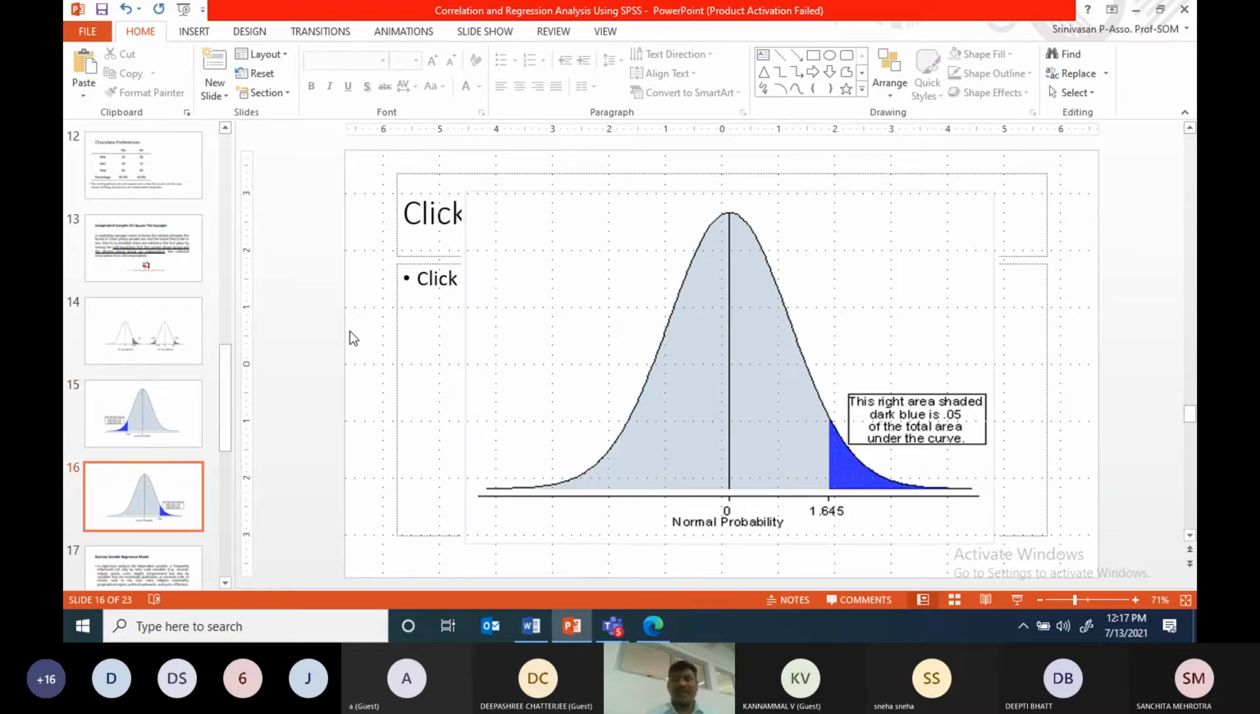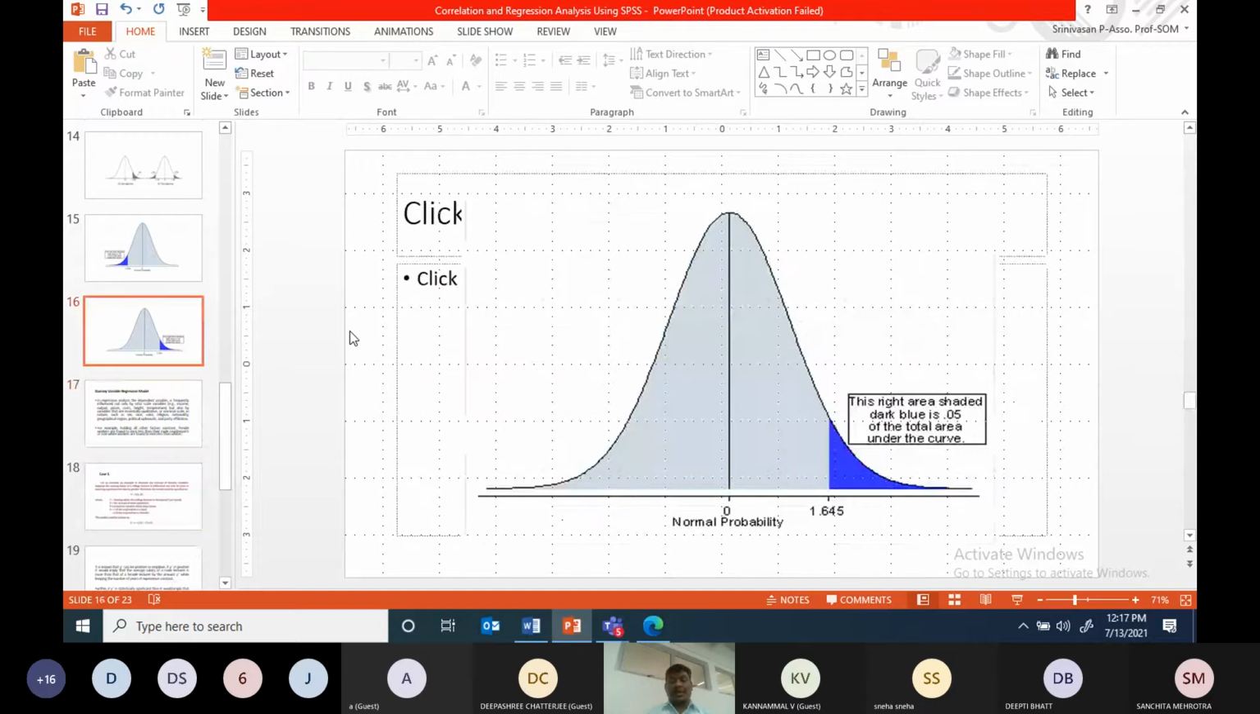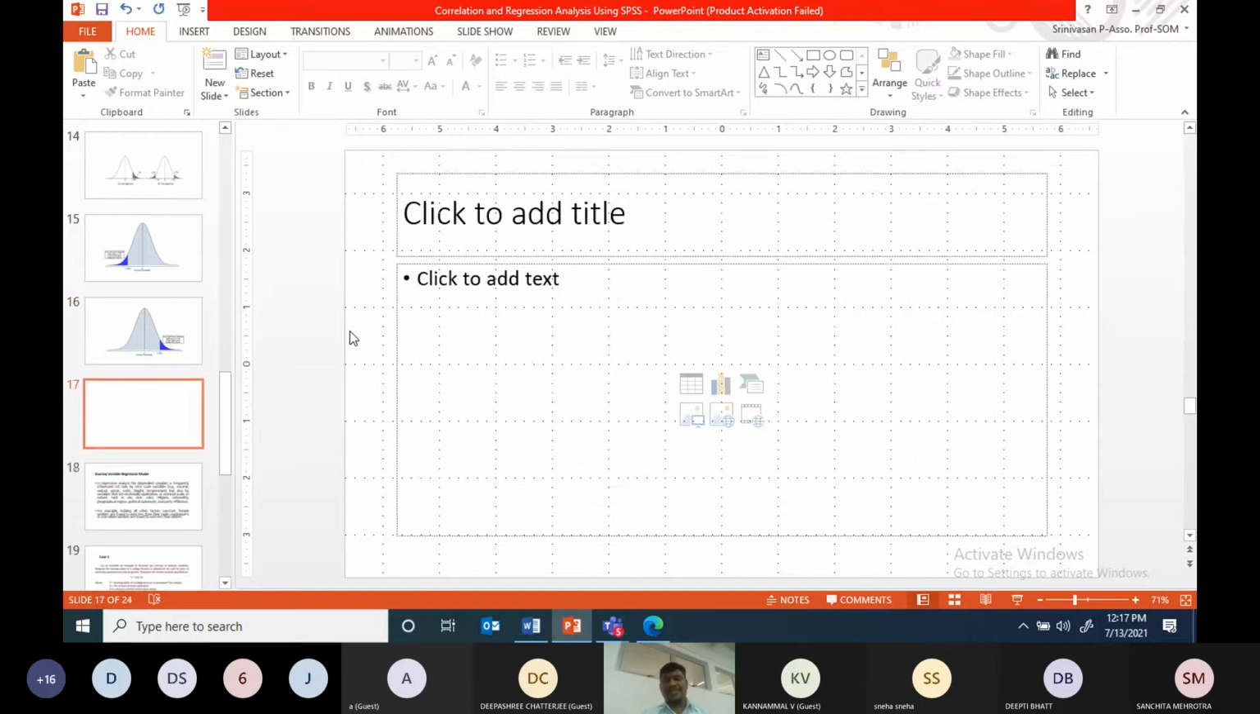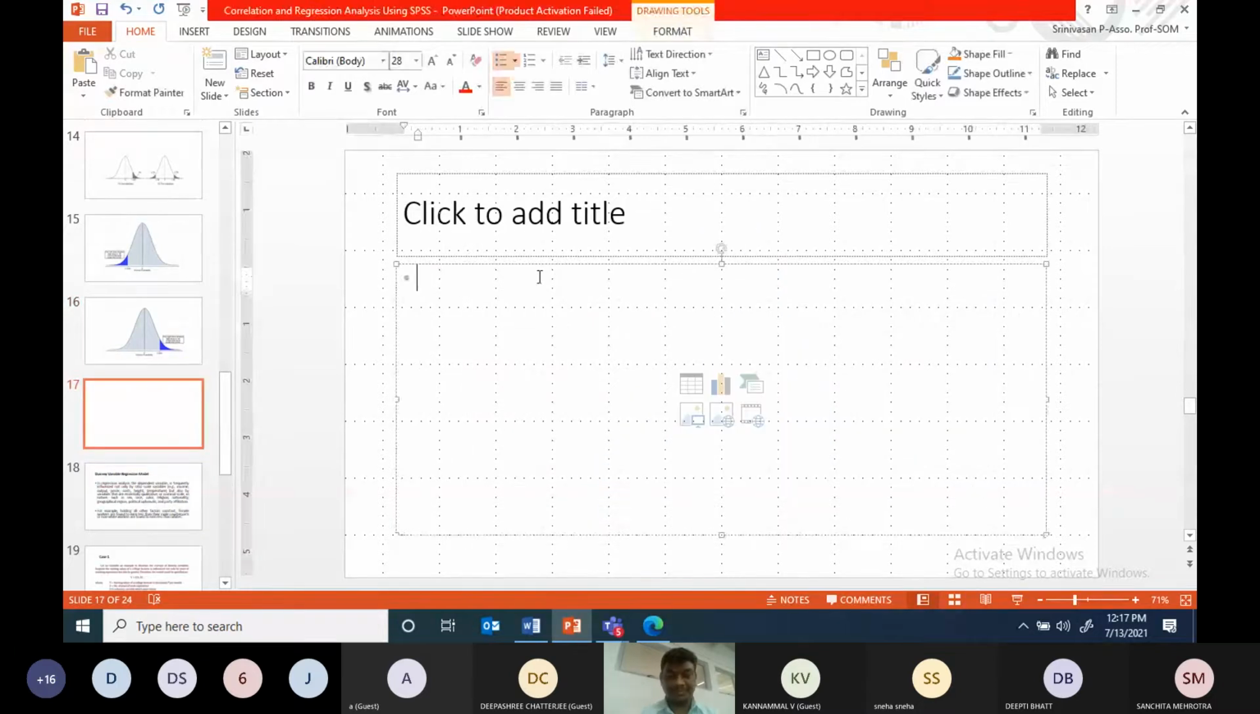Correlation got over. We'll go for regression. Now, why are we going for regression? Anyone? Sir, prediction. To predict. Very good. First one is prediction. I will make a note here. Prediction number one, to predict.